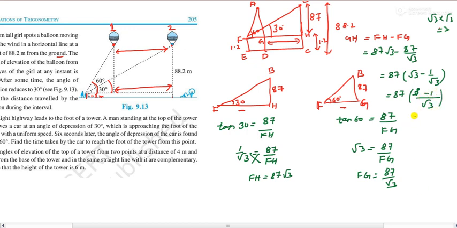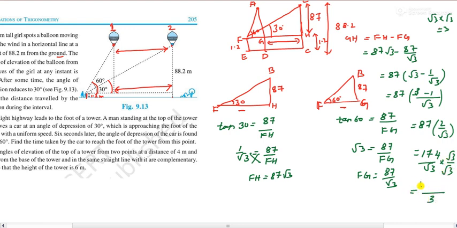Okay, so how much is the answer? Yes, 87. Okay, and here into 2 by root 3. So on solving this, how much will you get? Yes, multiply. So this will become 7 to the 14 and 8 to the 16, 117 by root 3. So you can keep it as it is or rationalize it to remove the denominator.